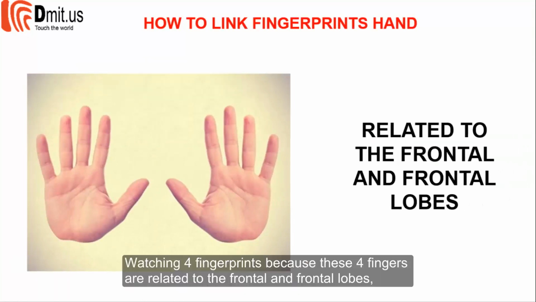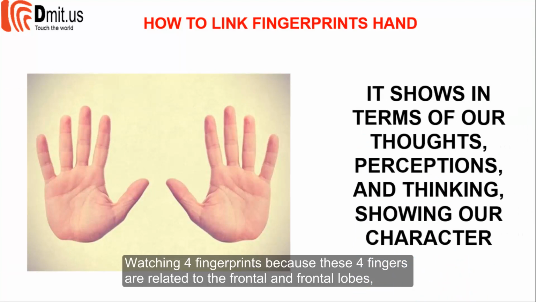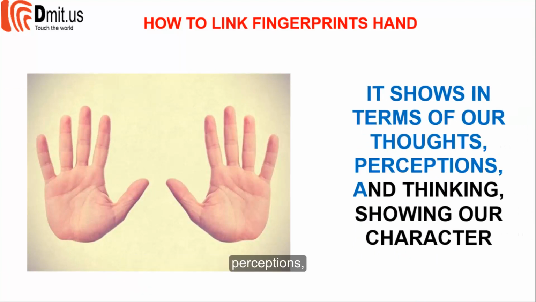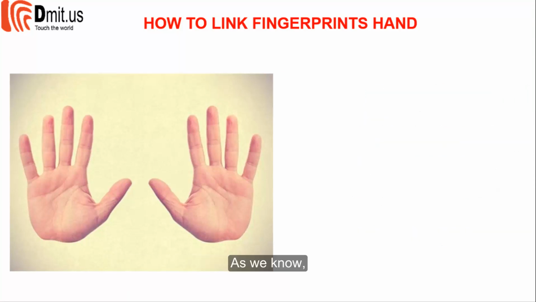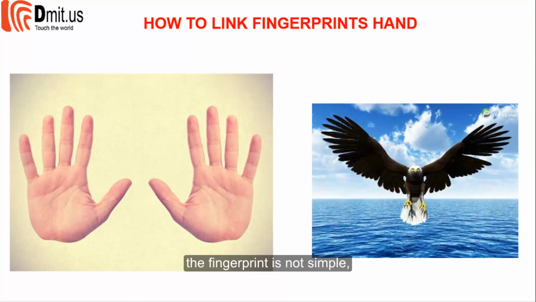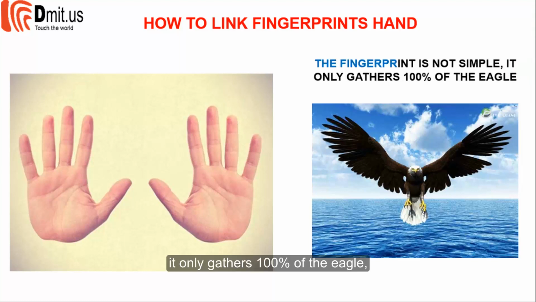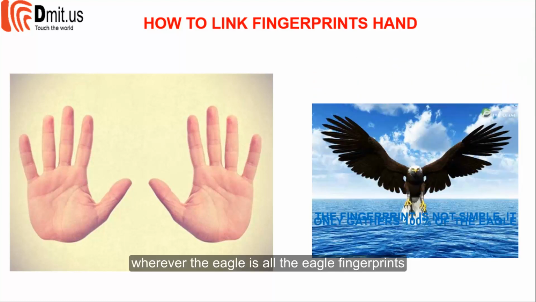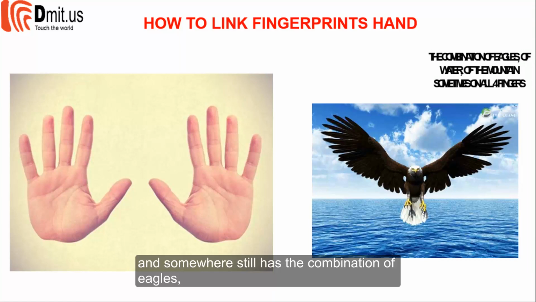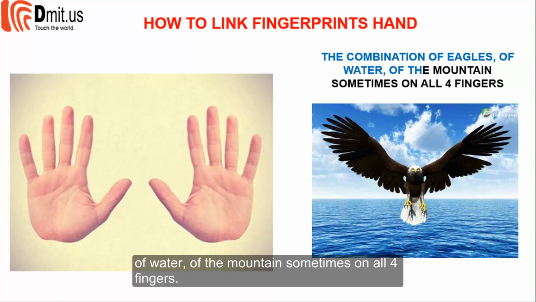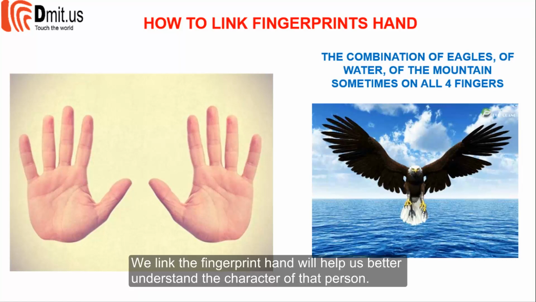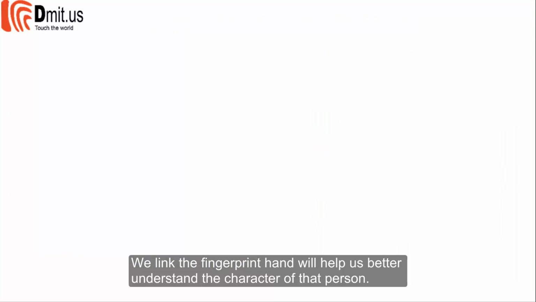Note, we watch the 4 fingers because they are related to the frontal lobes, which show our thoughts, perceptions, and thinking, showing our character. As we know, the fingerprint is not simple. Somewhere it is 100% eagle, and somewhere there is a combination of eagles, water, and mountains, sometimes on all 4 fingers. Linking the fingerprints on the hand will help us better understand the character of that person.